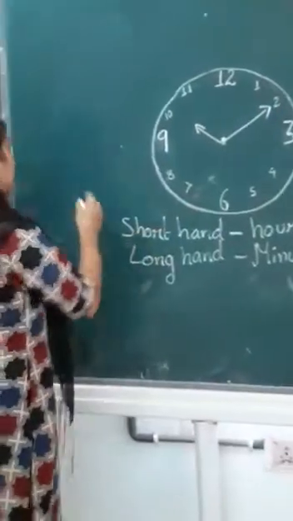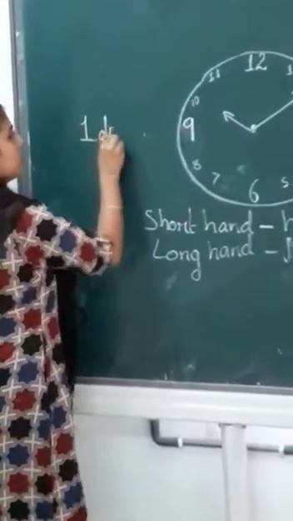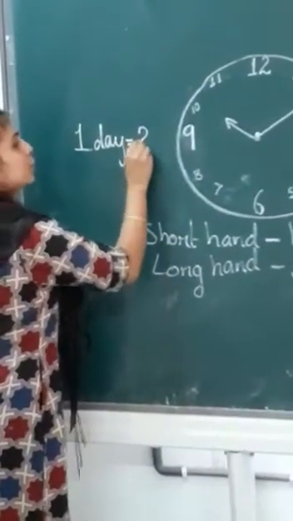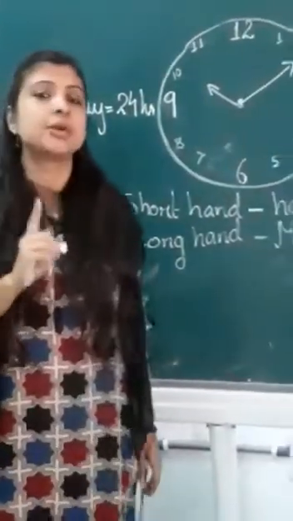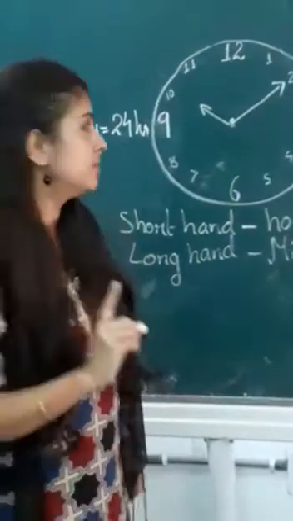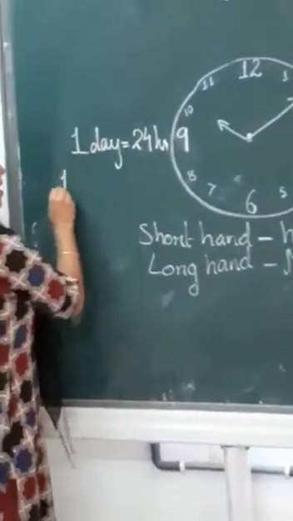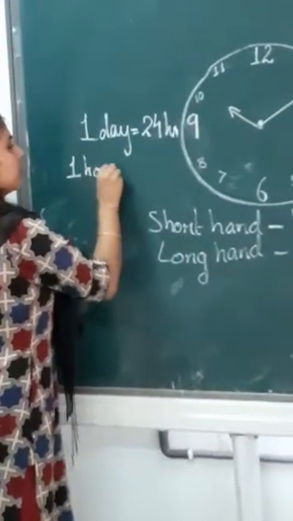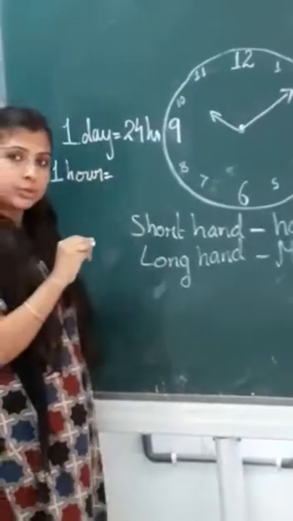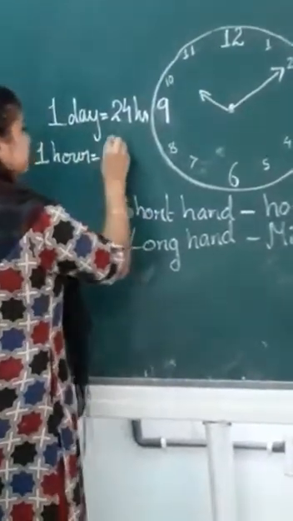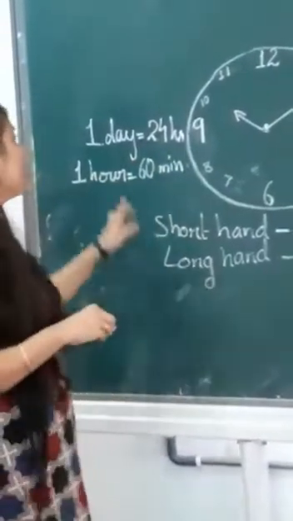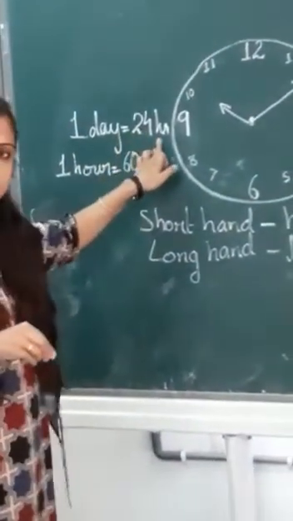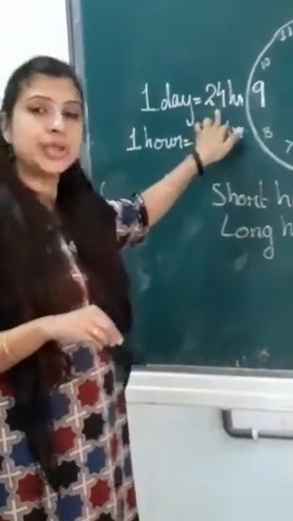In a day, one day, we have 24 hours. Alright. In a day, there are 24 hours. Now, 1 hour is equal to 60 minutes. Alright. 1 day is equal to 24 hours. That means in 1 day we have 24 hours.